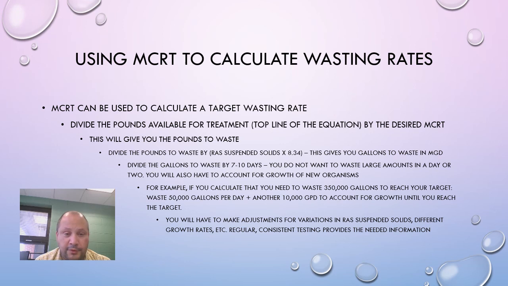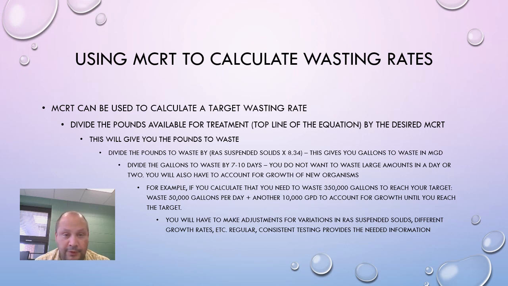What we would do is calculate the pounds of MLSS that we have in the plant and divide that number by our desired MCRT. So in our case, we'll say divide it by 10. Let's say we had 30,000 pounds of MLSS in the plant. We divide that by 10, and that would give us 3,000 pounds, and that would give us a total amount of pounds that we wanted to waste from the system.